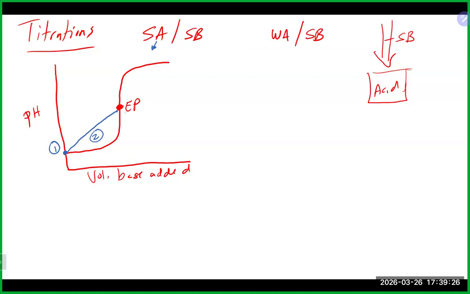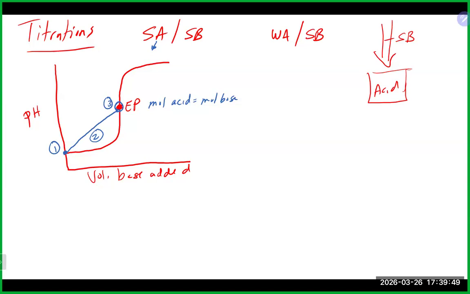The equivalence point in this type of titration is the third part. And in a strong acid, strong base titration, remember, basically the equivalence point is the point where all the moles of the acid will equal the moles of the base. So you really will not have any of the strong acid or strong base left over. You basically will have a salt and water.